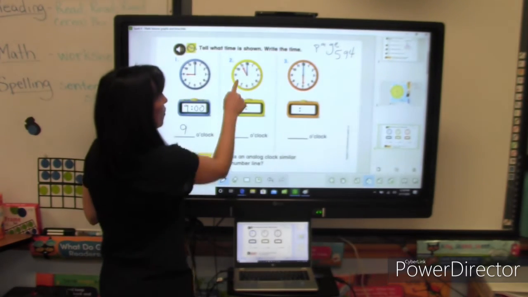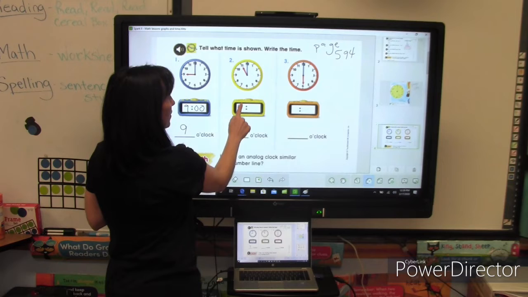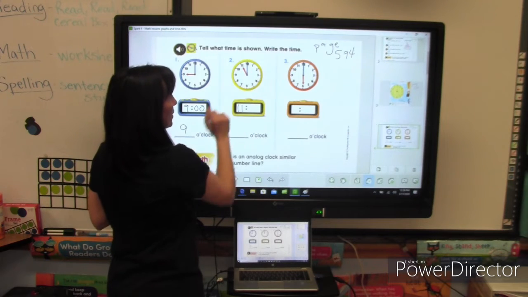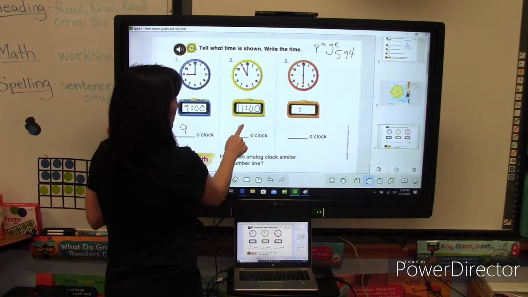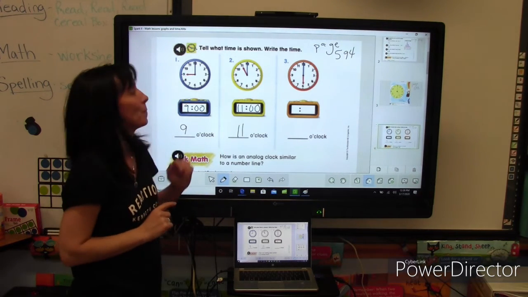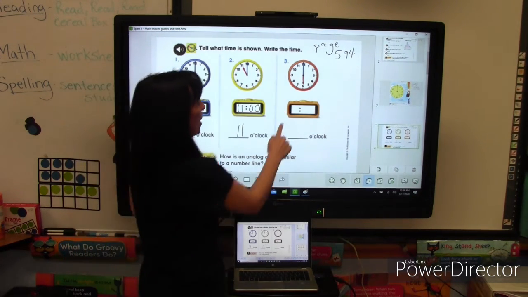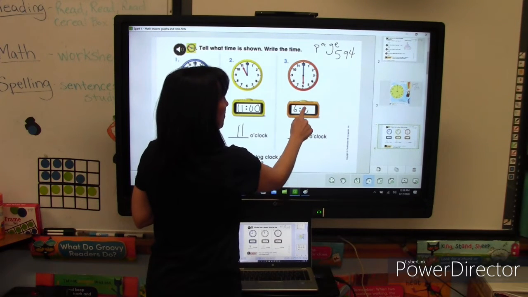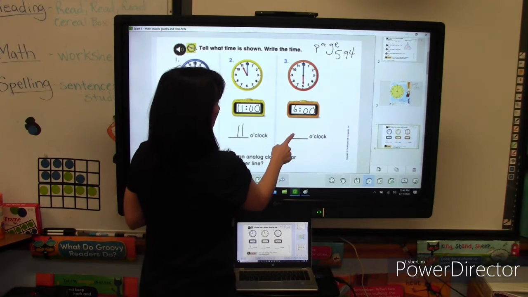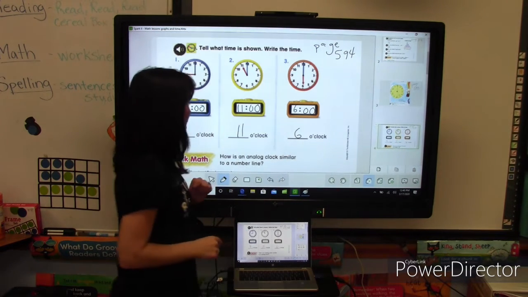On number 2, my hour hand is pointed to 11. My minute hand is pointed straight up, so that's o'clock. And I'm going to write 11 o'clock. On the last one, our hour hand is pointed to 6. The minute hand is pointed straight up, so o'clock. And we're going to write 6 o'clock on the line.